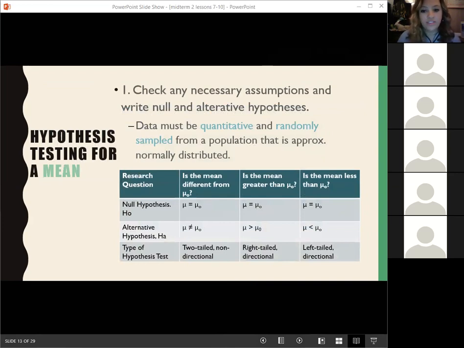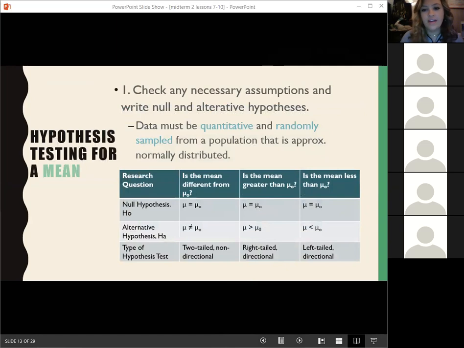And then a real world decision, to put it into context. So for hypothesis testing for one mean, the assumptions that have to be met are that we have to have quantitative data, because remember, for means we have to have quantitative data, and it also has to be randomly sampled. And the population has to be approximately normally distributed, because if it isn't, we can't use the hypothesis testing for a mean.